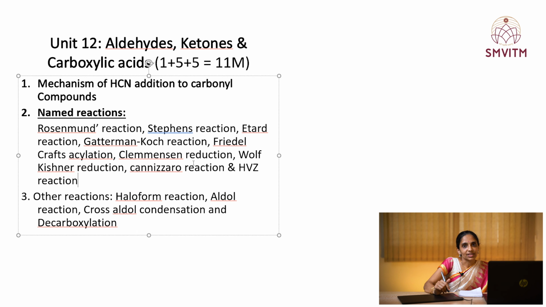Then there are other named reactions like Clemmensen reduction. Here we convert carbonyl group to hydrocarbon. CO group is converted to CH2 group. Same thing is done in Wolff-Kishner reduction also, but the route or the reagent used is different. Cannizzaro reaction for carbonyl compounds having no alpha hydrogen. Hell-Volhard-Zelinsky reaction for carboxylic acid containing alpha hydrogen. So, all these reactions are quite important.